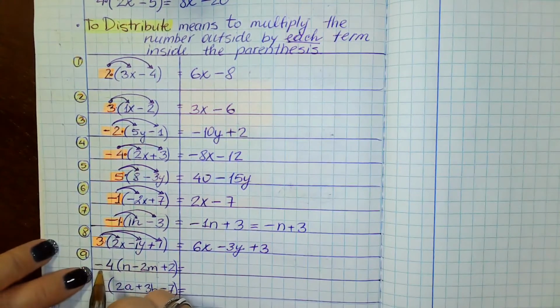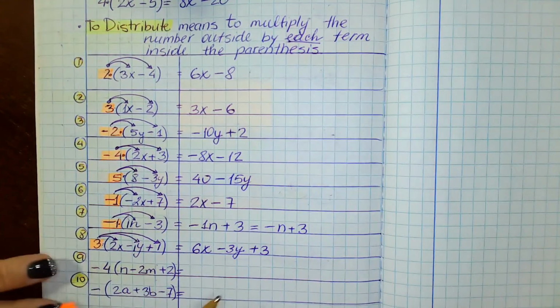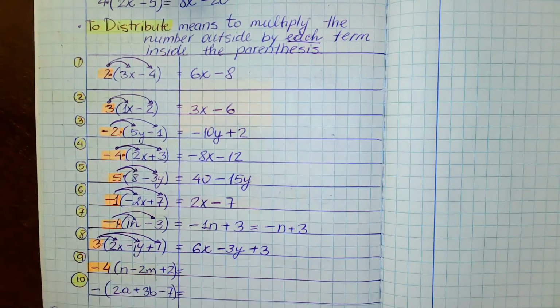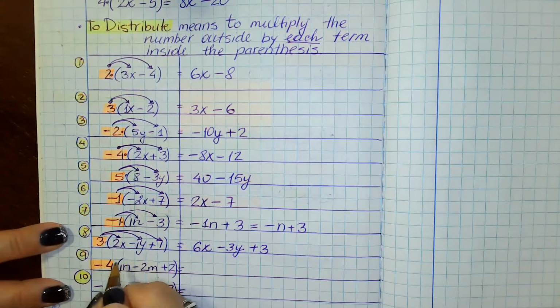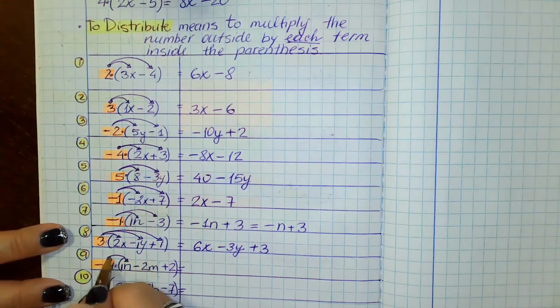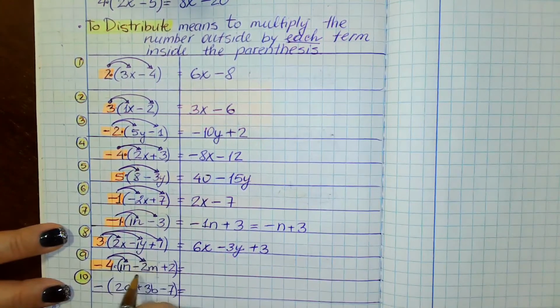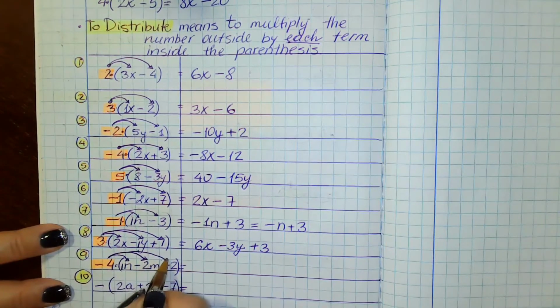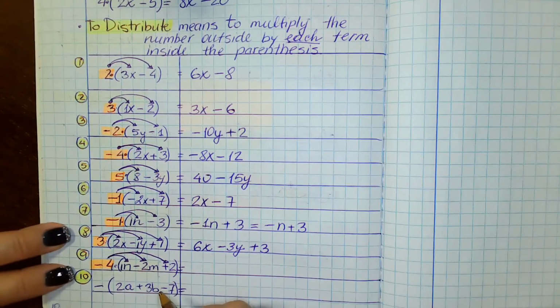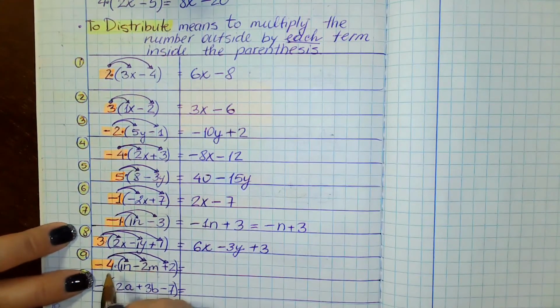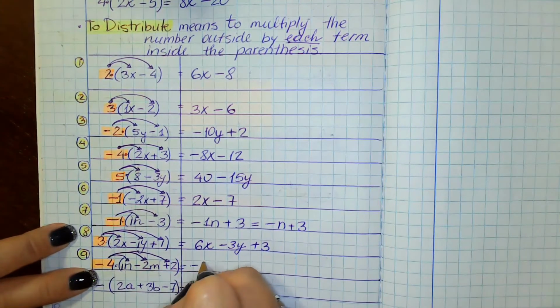So let's do that again. Negative 4 is the number outside, and it has to be multiplied by 1n. Then that same negative 4 has to be multiplied by negative 2m. Then that same negative 4 has to be multiplied by positive 2. So we have to do 3 multiplications separately. Negative 4 times 1n is negative 4n.